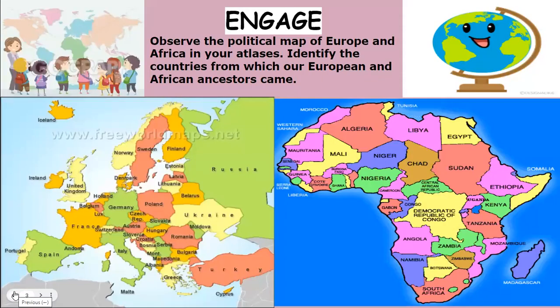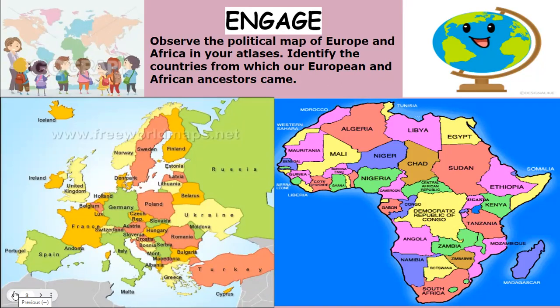All right, so observe the political map of Europe and Africa in your atlases. Identify the countries from which our European and African ancestors came. So as you can see, the map to my left, that is the one with the blue and the green, a little gold, a little pink, all right? That is my European map.